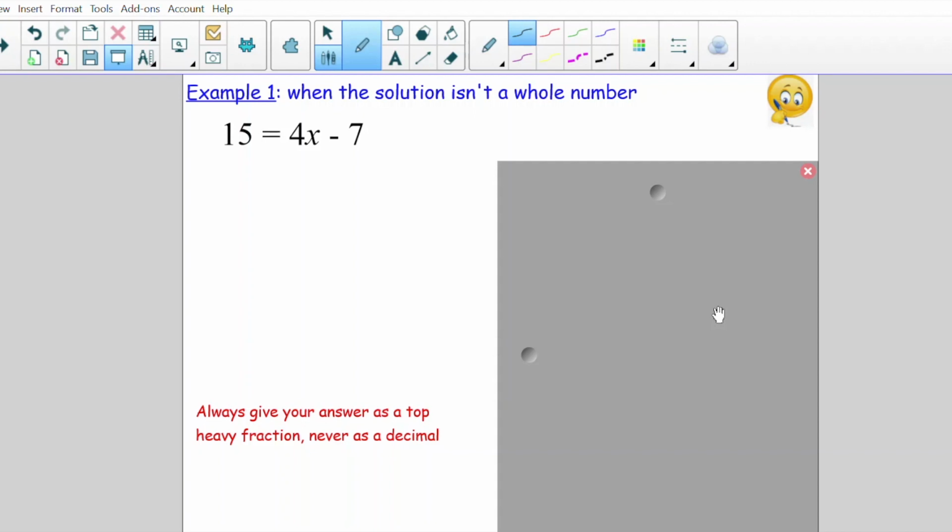So again, this one I'd like you to write in your exercise book. It's on the note sheet if you printed it off. If not, you can just copy it into your exercise books. So this time we've got 15 equals 4x minus 7. So the x term's on the right, but that's absolutely fine.